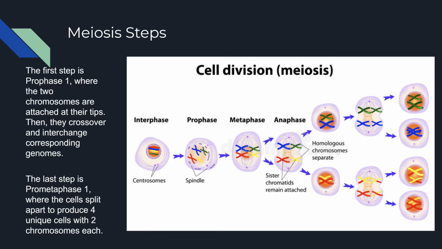But what's unique about the meiosis is that these cells split another time after crossing over, so we end up with four unique cells. So they have a first part and a second part, so it splits twice.